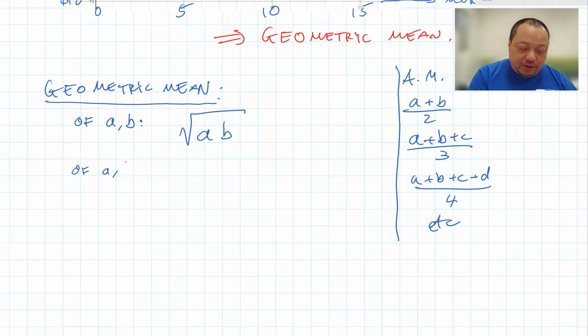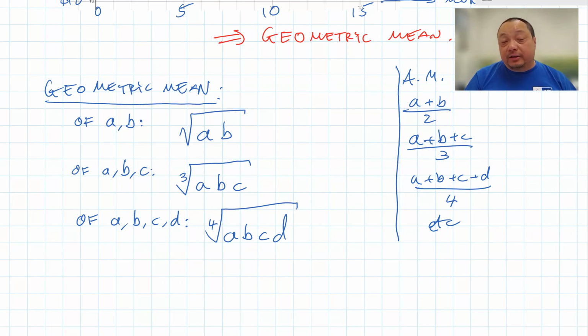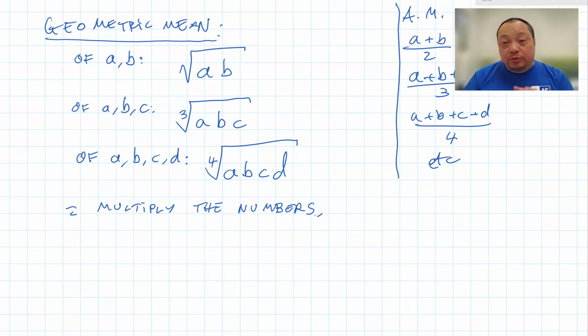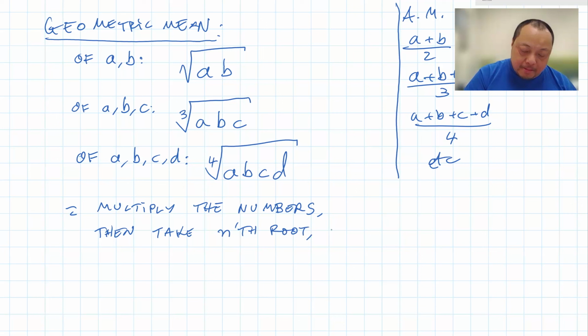If you have three numbers, A, B, C, you multiply them, A times B times C, and you take the third root of them, the cube root of them. If you have four numbers, you multiply them, and then you take the fourth root of them. So in general, you multiply the numbers, then you take the root of them, but the degree of the root is how many numbers there are. So you take the nth root, where n is how many numbers there are.